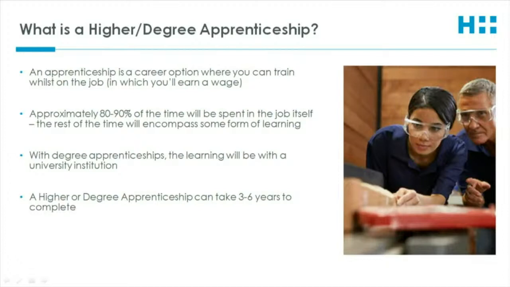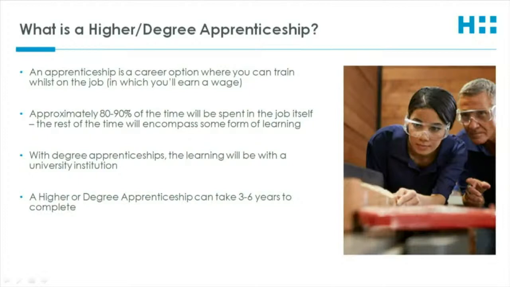Okay, so what is a higher or degree apprenticeship? So in terms of the basics, an apprenticeship is a career option where you can train whilst on the job, in which you will earn a wage. Approximately 80 or 90% of the time will be spent in the job itself. The rest of the time will encompass some form of learning. And with degree apprenticeships, which we're talking about today, the learning will be generally at a university institution.